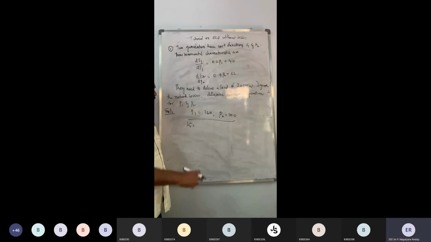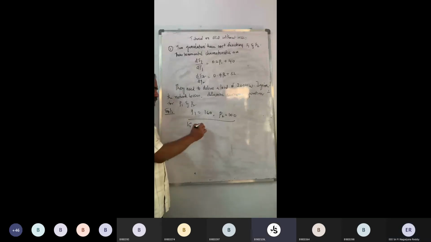Either use this equation or this equation. In economic load dispatch, both will be the same. IC1 is equal to IC2. 72. Right.